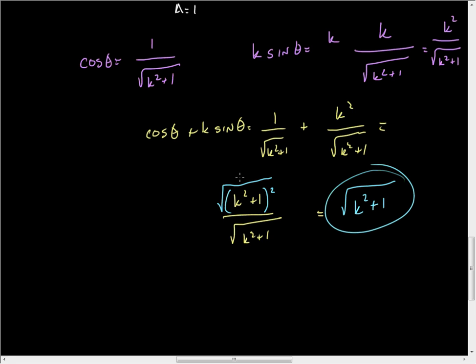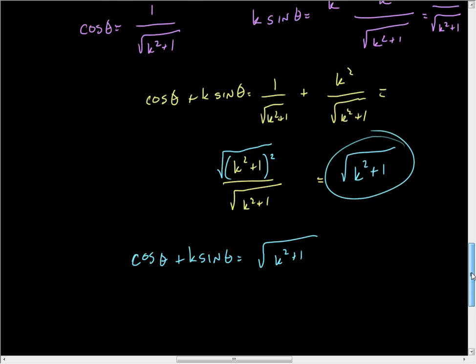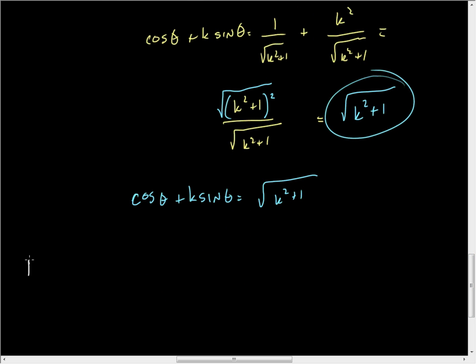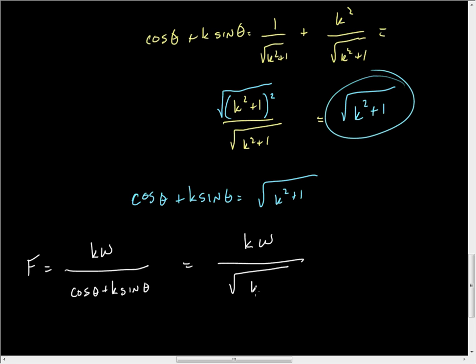Now remember, this is all the denominator, so cosine of theta plus k sine theta is equal to the square root of k squared plus 1. Our force was equal to kw over cosine theta plus k sine theta, which means that our force is now equal to kw over the square root of k squared plus 1.